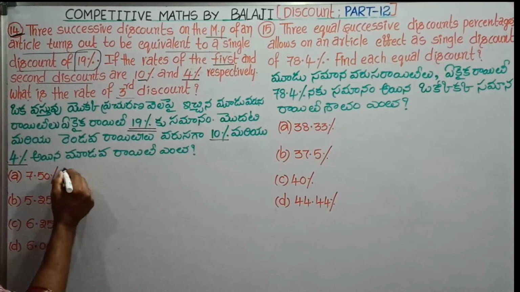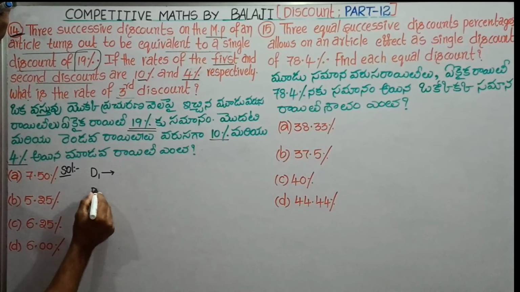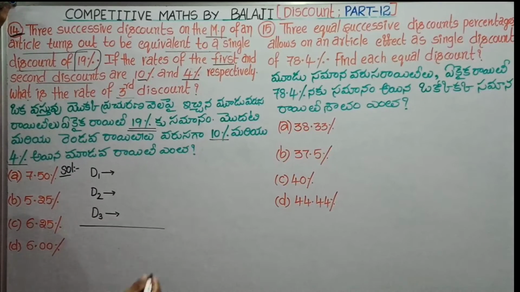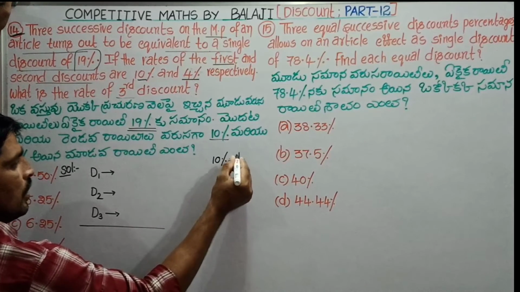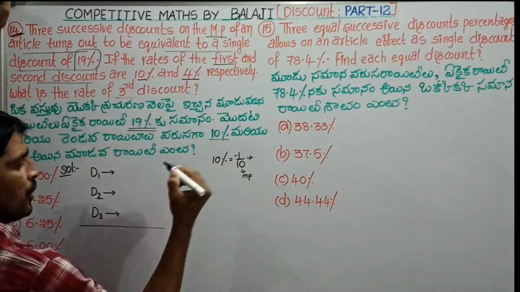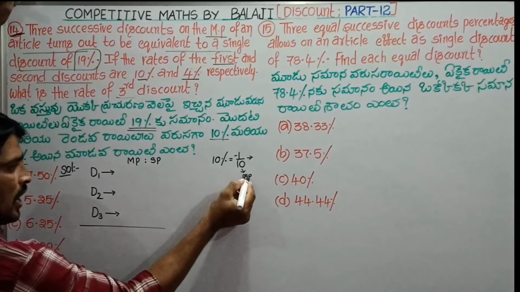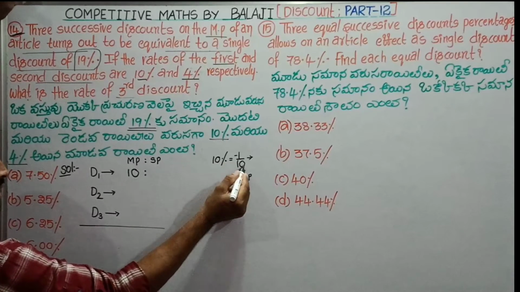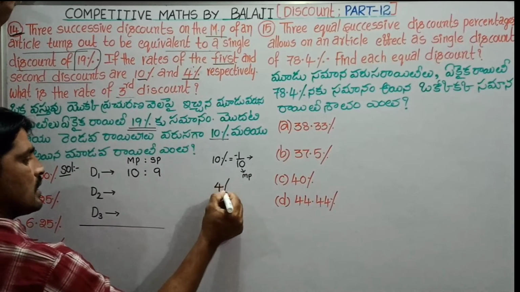Solution. So we are given 3 discounts, D1, D2, D3. D1 discount is 10%. 10% fraction value is 1 by 10. If it is market price, then discount is 1 unit. So consider the ratio of market price to selling price in each case. If market price is 10 units, then 1 unit is discount, 1 less than the 10, 9 units is selling price. Similarly, second discount is 4%.